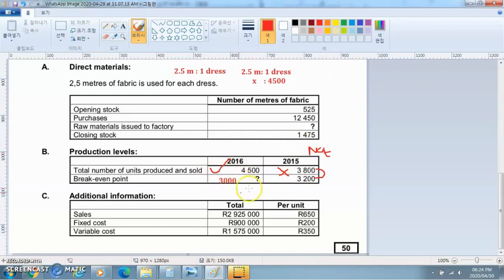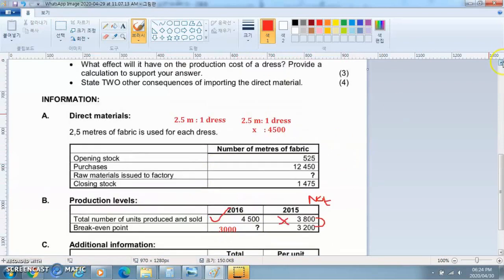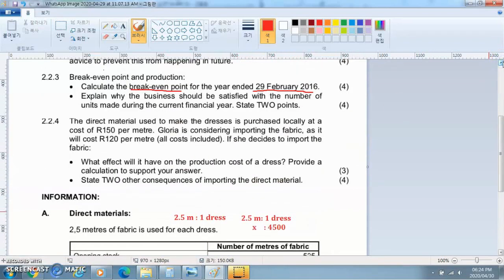So always do what? When you have questions like that, quote figures and compare the two years. This year versus the other year. Okay. So I'm not going to waste time on this one. We are moving on to 2.2.4 in the next video.